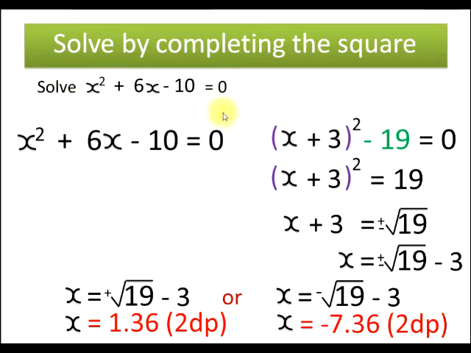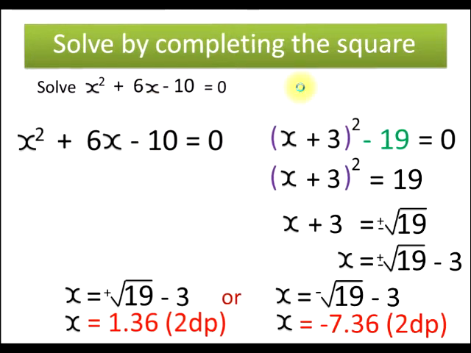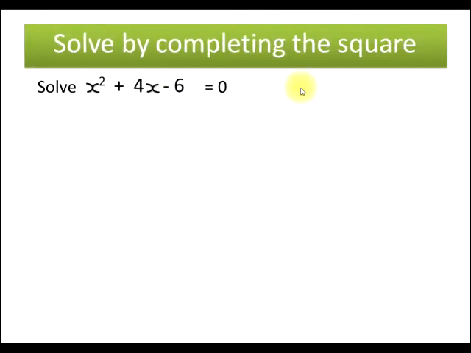So to solve any quadratic, you must factorise it first, or there is a way using a formula, but two ways are factorising it first, and this way is by completing the square. Let's try it with another one. If you think you've got it, pause it by all means, and then press play when you think you're done.